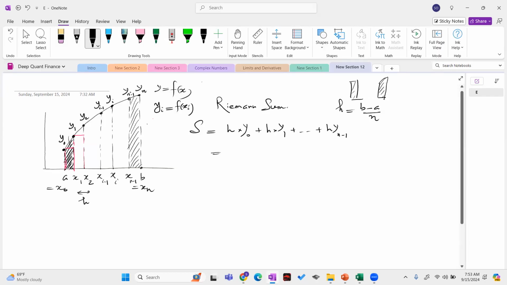So I can just write this as h. The h is common, summation of i equal to 0, or let me not take 0. Let me take it from 1. i equal to 1 to n, y i minus 1. Okay. So this is the formula that I can use to calculate the Riemann sum or the area under the curve. And this one is called the left rule, S left. Because for every region, there are two choices of heights available, and I'm taking the left one. So this is the left sum.